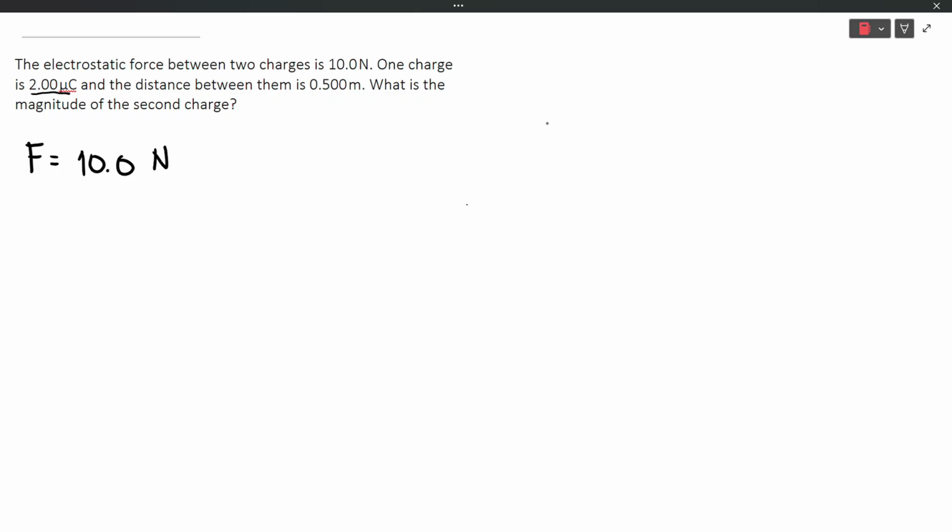The distance is equal to 0.5 meters. And then we have the charge Q, let's convert that already, 2.00 times 10 raised to negative 6 Coulomb. Okay. Now, what is being asked in the problem is the magnitude of the second charge, or the other Q, yung hinahanap natin, yung isang Q natin, or charge.